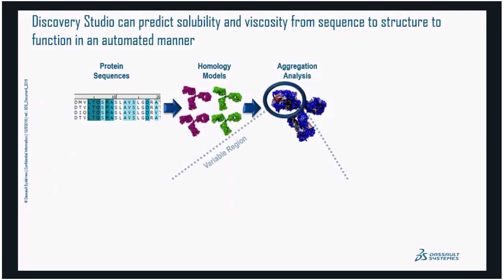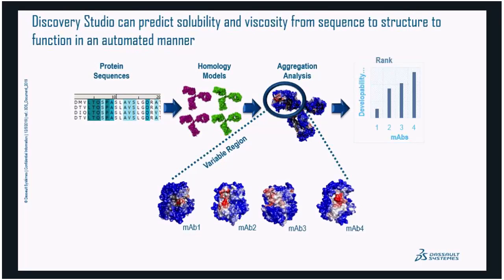So how can we actually do that in Discovery Studio? Well, Discovery Studio can predict solubility and viscosity from sequence to structure to function in a completely automated manner. We can take sequences of proteins, perform a multiple sequence alignment for your various antibody sequences, identify the appropriate templates, build homology models for your various antibody candidates, and then assess your solubility and viscosities, and rank those so you only experimentally assay the candidates that are predicted to be the least viscous and the most soluble.